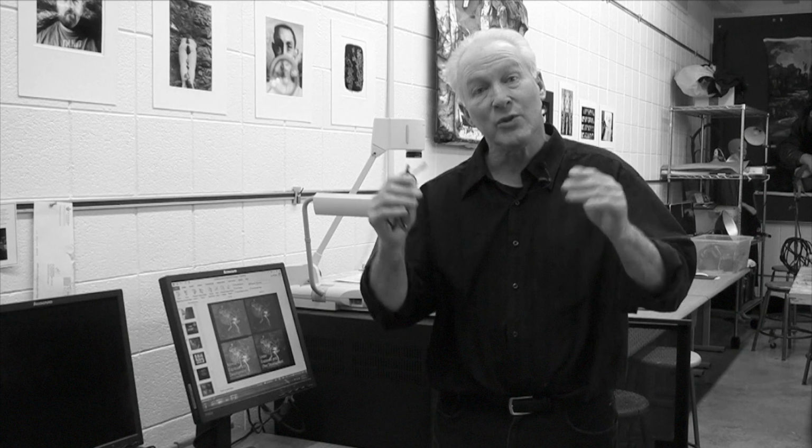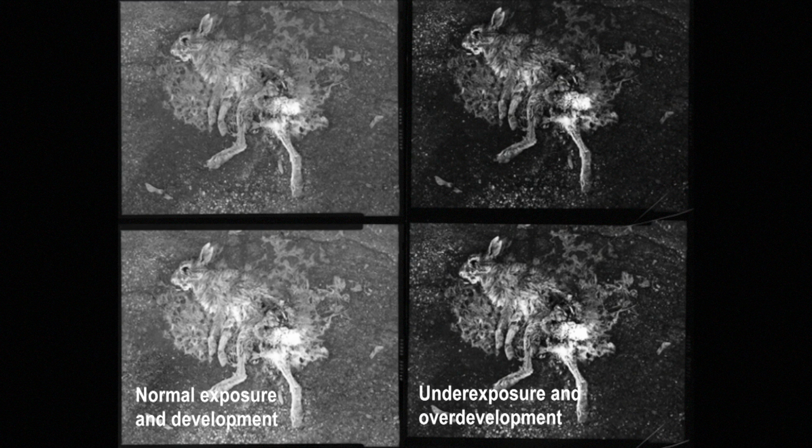So we have, it looks like 4 pictures, but each one is a 4x5. I shot 2 of the bunny and then developed normally. I shot 2 of the bunny underexposed and then overdeveloped. And as you can see, the ones on the left kind of look normal, but the ones on the right have more of a graphic feel. The graphic feel is part of the aesthetics of underexposure, overdevelopment.